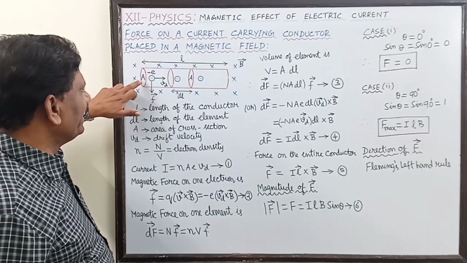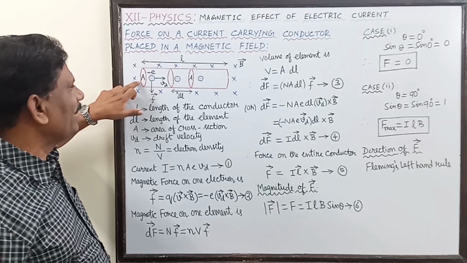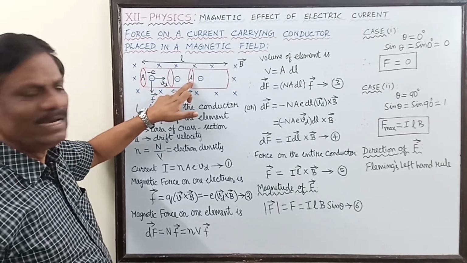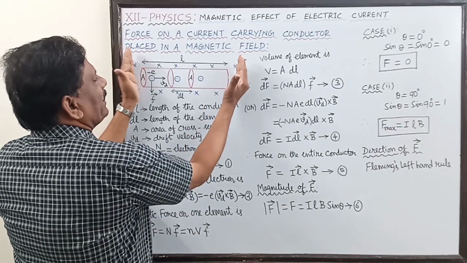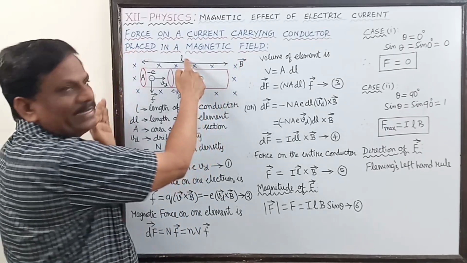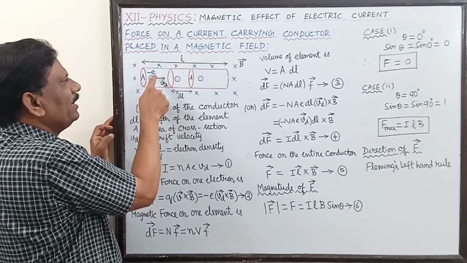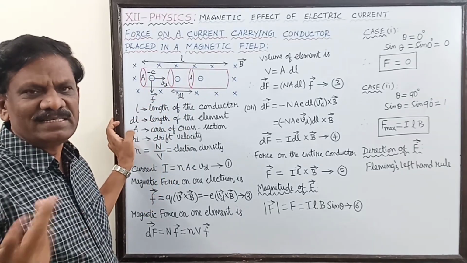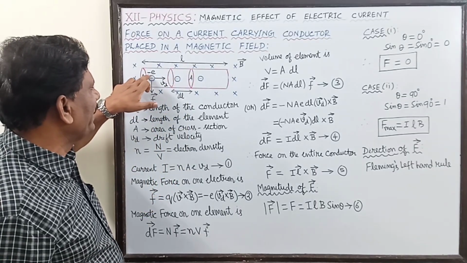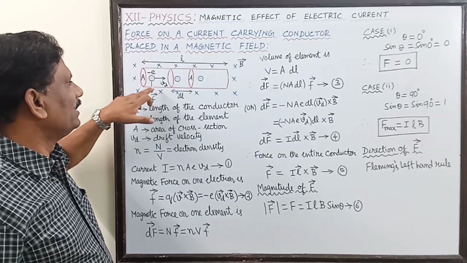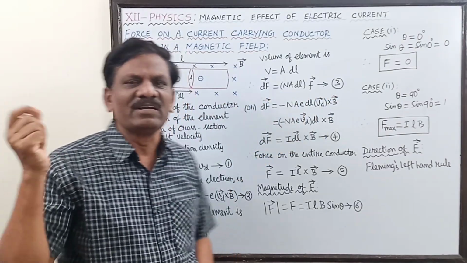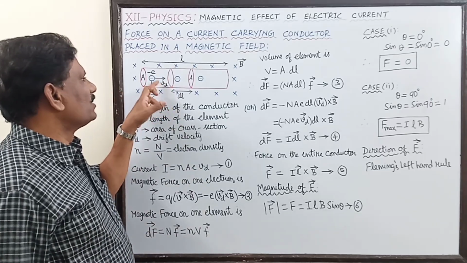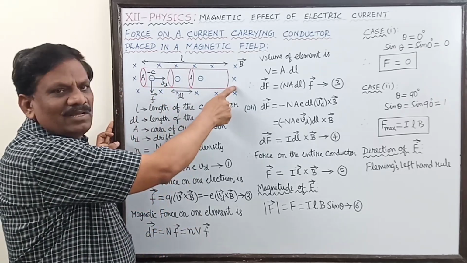So the area of cross section of the cylindrical wire is capital A. Everywhere it is capital A, uniform cross section. The total length of the conductor is small l. And e is the charge of the electron. Since it is negative charge, we have taken it as minus e. And the drift velocity with which the electrons flow inside the conductor is Vd. So it is from left to right.